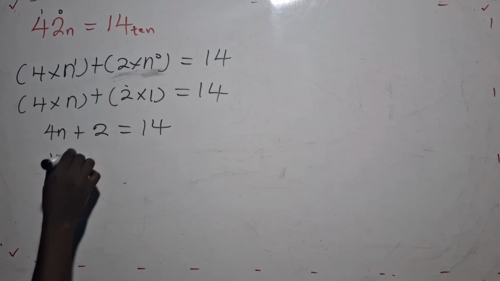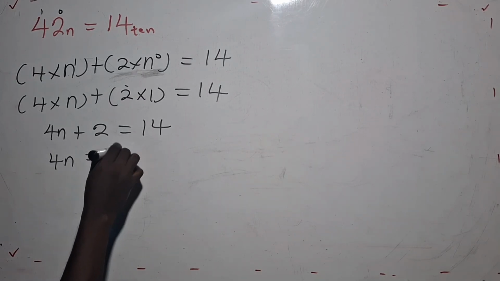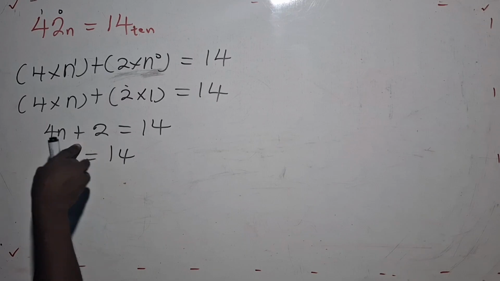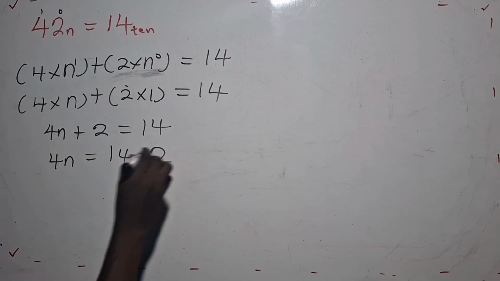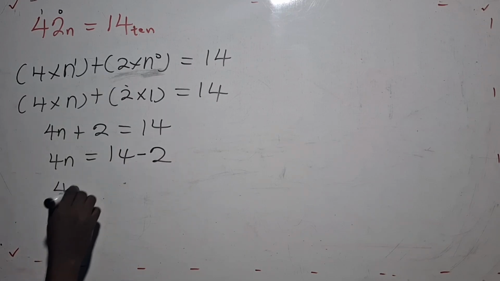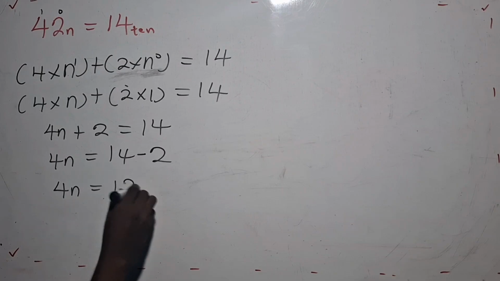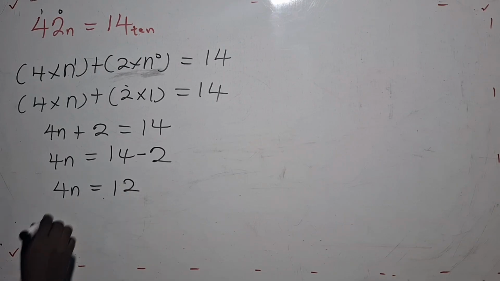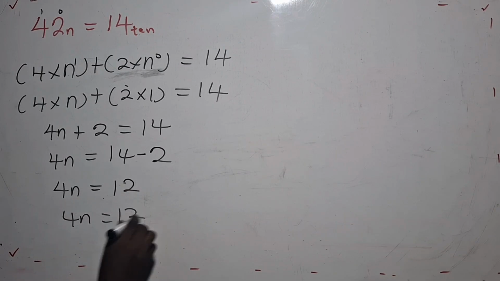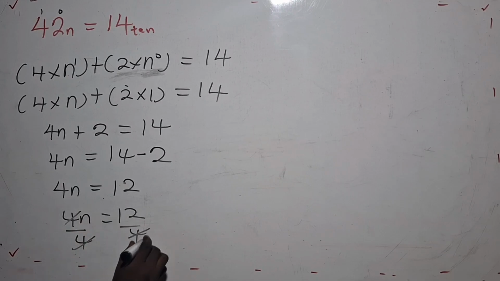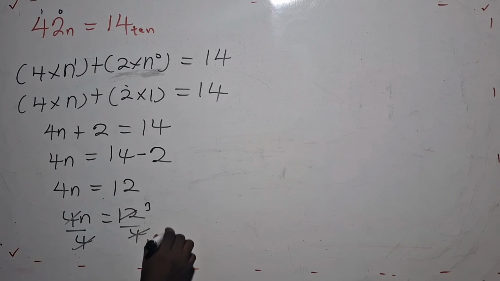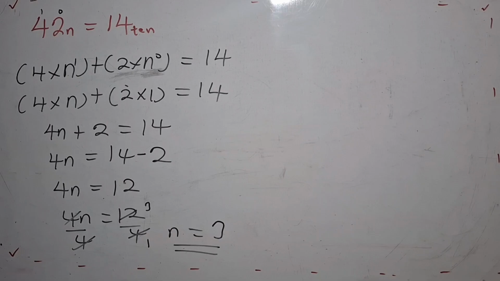So 4n, we have to group like terms. 4n will give me 14, positive will cross, coming here will be minus 2. So 4n will give me 12. Yes. Then what do I do? I have to divide both sides by the coefficient of n, which is 4. So 4 can divide 12, 3 times. So n is equal to 3. n is equal to 3 according to the question here.